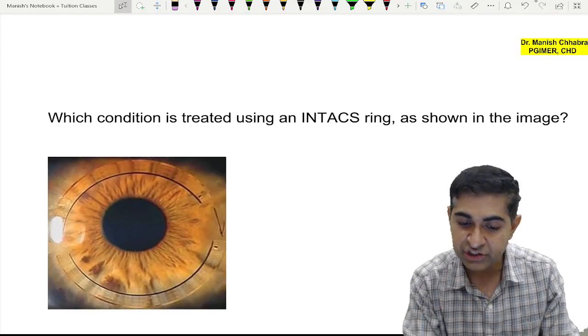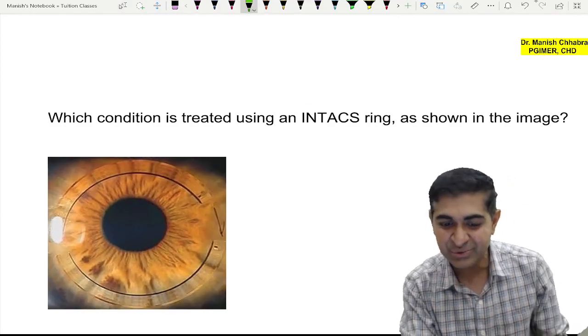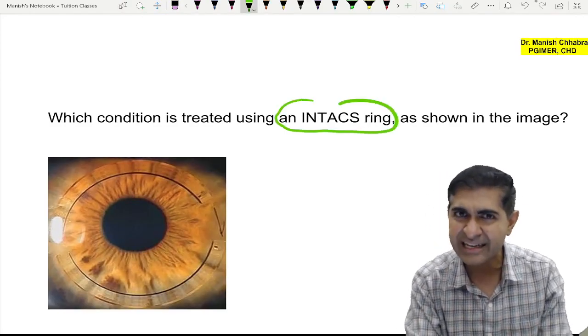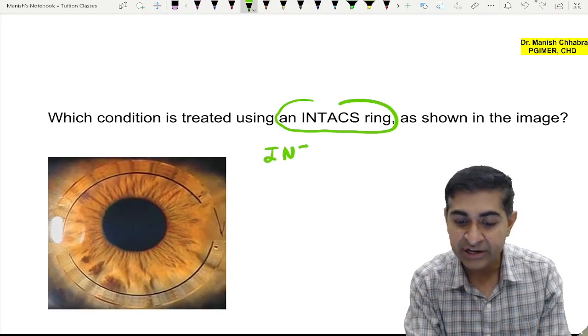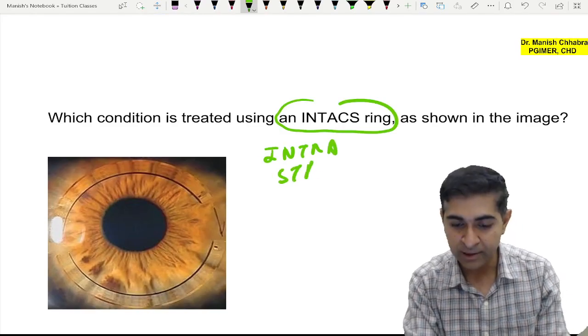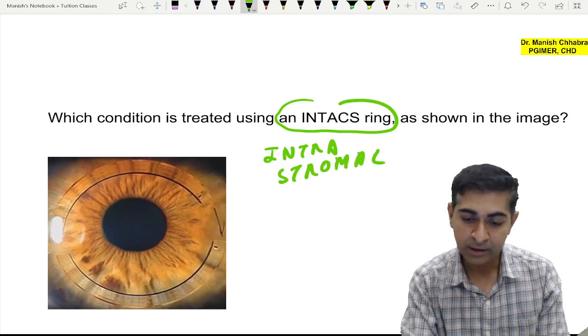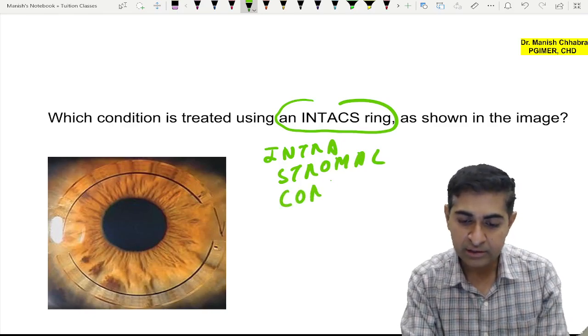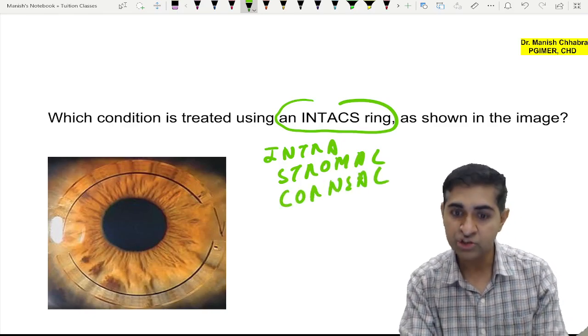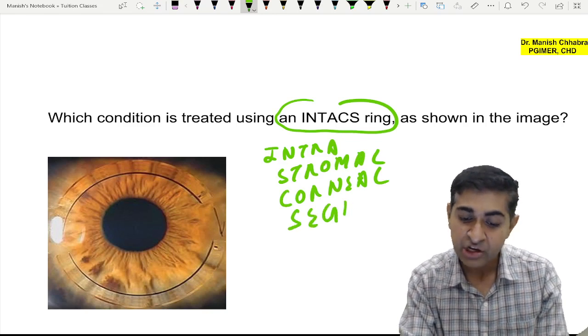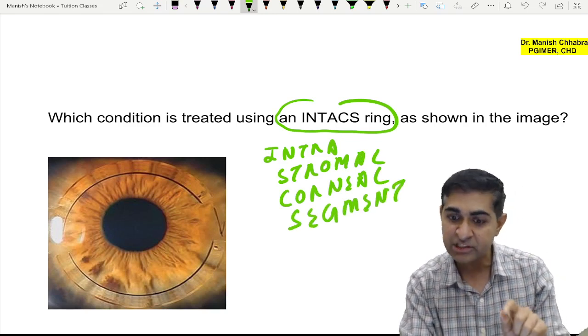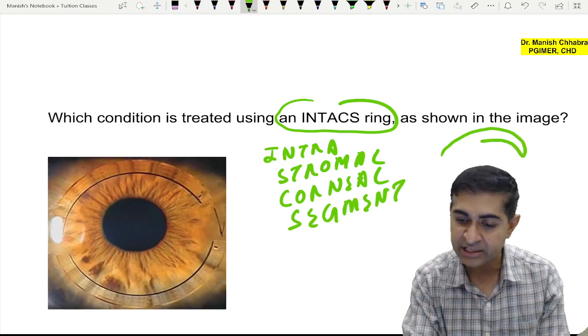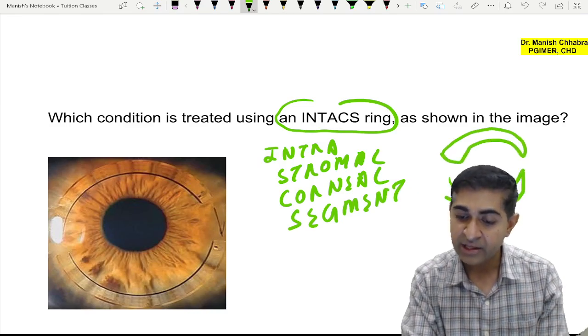Which condition is treated using an INTACS ring? What is INTACS? That is intrastromal corneal segment. So these are semicircular rings like this. ऐसी rings होती हैं. Okay, they are made up of polymethyl methacrylate.